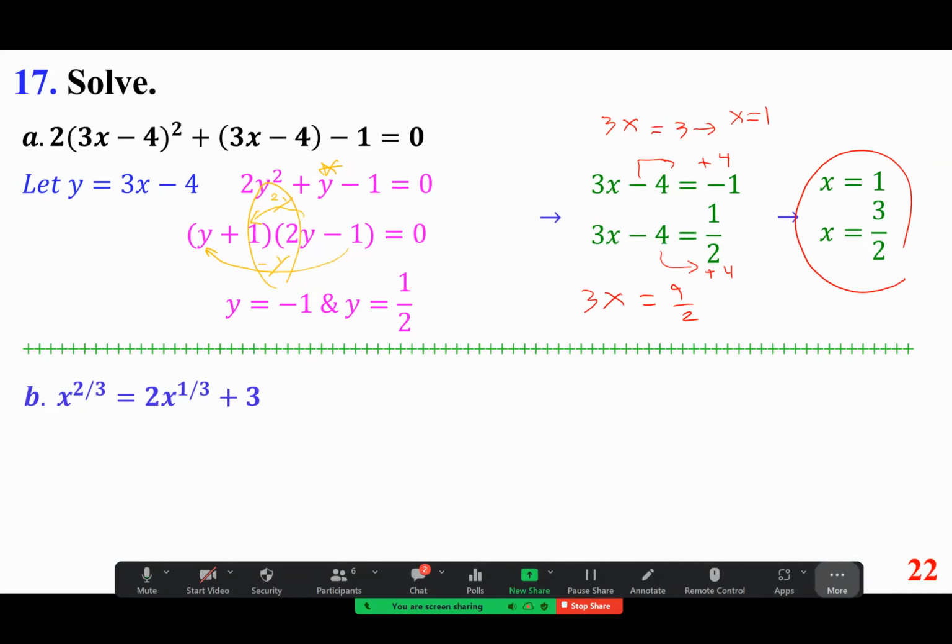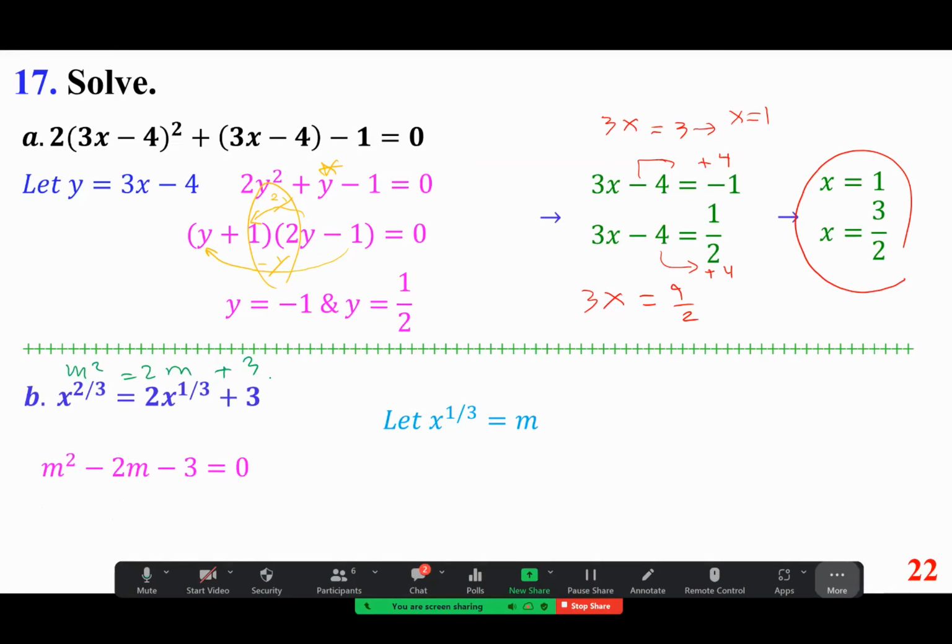For part B, we also use substitution by letting x to the power of 1/3 be any variable except x, for example, m. When we do that, this becomes m squared, this becomes 2m, this becomes plus 3. Let me put it at the top. So this becomes m squared, this becomes 2m plus 3, and we're going to move everything to one side, to the left.